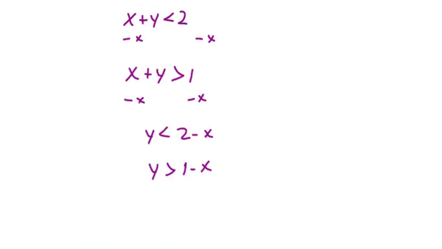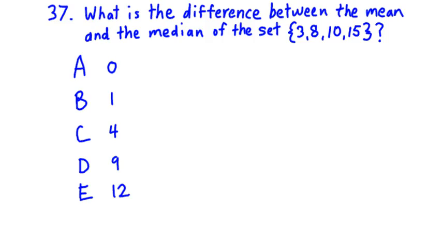Problem 37, we have what is the difference between the mean and the median of the set 3, 8, 10, 15. So you take 3 plus 8 plus 10 plus 15, and we divide by 4, we get 36 divided by 4, or 9. And if we're kind of lazy about that, and we don't go on to the next step, we might be tempted to pick D, but that's going to be just the mean.